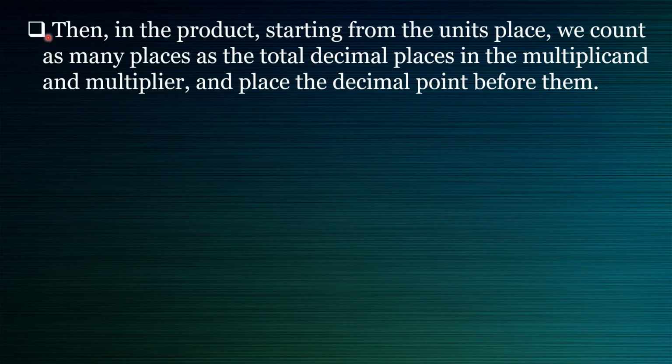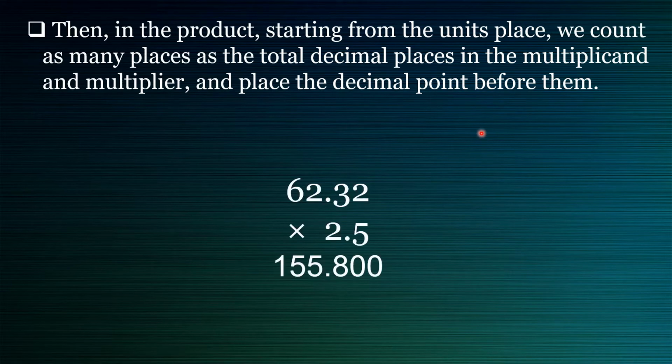Now in the second step, in the product starting from the unit place, we count as many places as the total decimal places in the multiplicand and the multiplier, and place the decimal point there. Here we will put our decimal point. 62.32 multiplied by 2.5. In the multiplicand there are two digits after the decimal point, and in the multiplier only one. So total 3. After 3 digits from the right side we will put our decimal point. So your answer is 155.800.